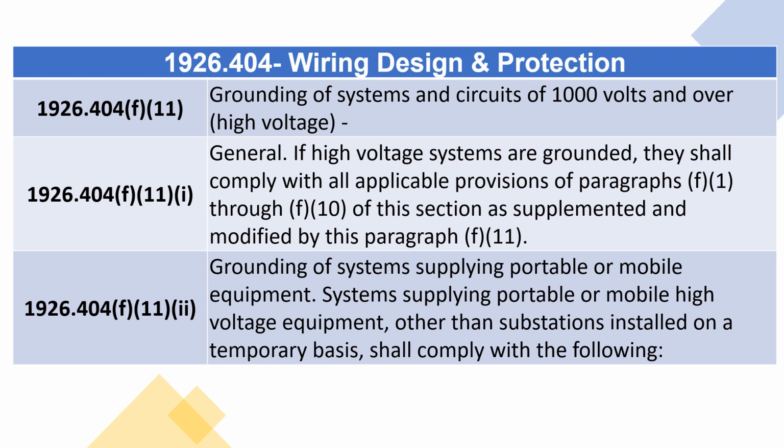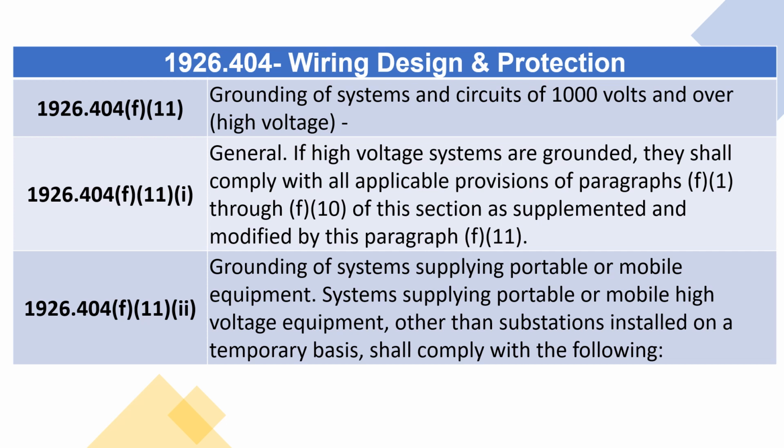1926.404 F11. Grounding of systems and circuits of 1000 volts and over, high voltage. 1926.404 F11 I. General. If high voltage systems are grounded, they shall comply with all applicable provisions of paragraphs F1 through F10 of this section as supplemented and modified by this paragraph F11.